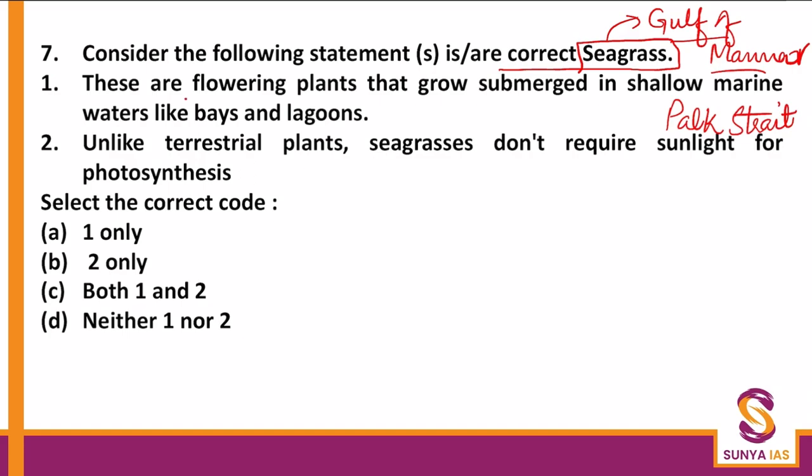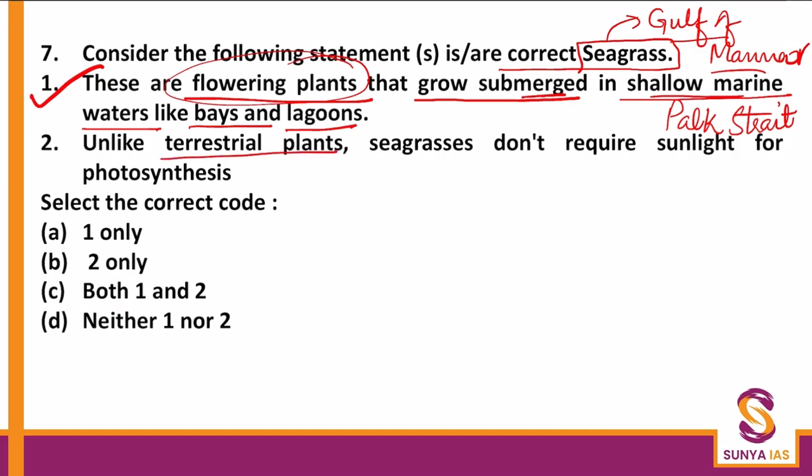Okay, these are flowering plants that grow submerged in shallow marine waters like bays and lagoons. True. Unlike terrestrial plants, sea grasses don't require sunlight for photosynthesis. The statement is wrong. How should you understand these kinds of statements in the examination?